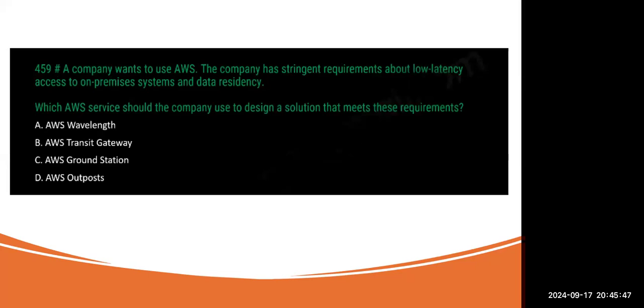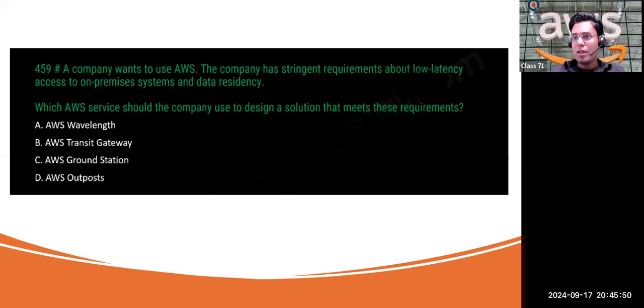Now that's complicated, but we already learned this part. What is this? We have a service called Outpost. So Outpost will give you some servers if you have a latency issue, low latency access to on-prem systems and data residency. They will give you the racks. Okay, so AWS will manage these things, but that's on-prem. This comes in the on-prem category. That's AWS Outposts.